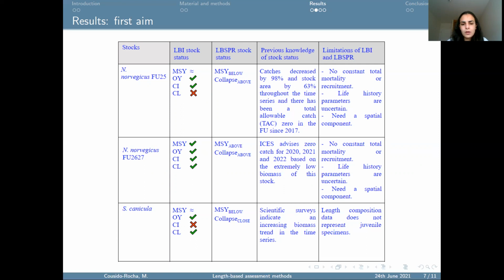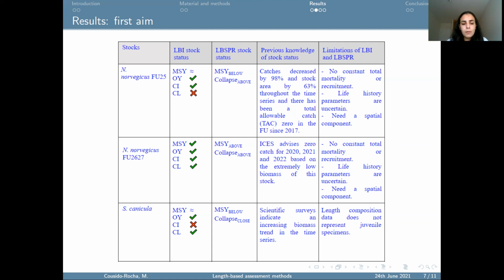On the other hand, for Nephrops in functional units 26-27, the healthy stock status derived from LBI and LBSPR results is not consistent with previous knowledge, since the advised catch is 0 for the next years due to the extremely low biomass of this stock. Disagreements between both sources of information can be related to the following limitations of LBI and LBSPR methods in these stocks: no constant total mortality or recruitment, uncertain life history parameters, and the need for a spatial component.